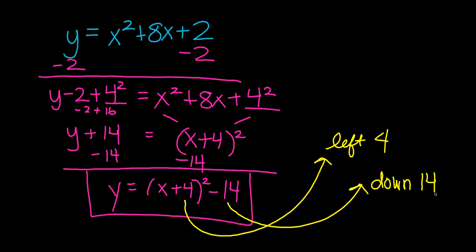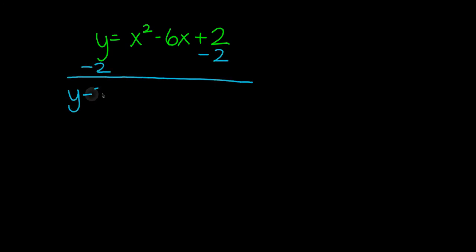All right. Let's do one together where that b term, that middle term, is actually negative, because I know that's something that gives some of you a little bit of trouble when we're doing completing the square. So let's do an example of y equals x squared minus 6x plus 2. All right, so in this question, again, we're going to clear away that 2. Get rid of it on both sides. We get y minus 2 plus blank equals x squared minus 6x plus blank.